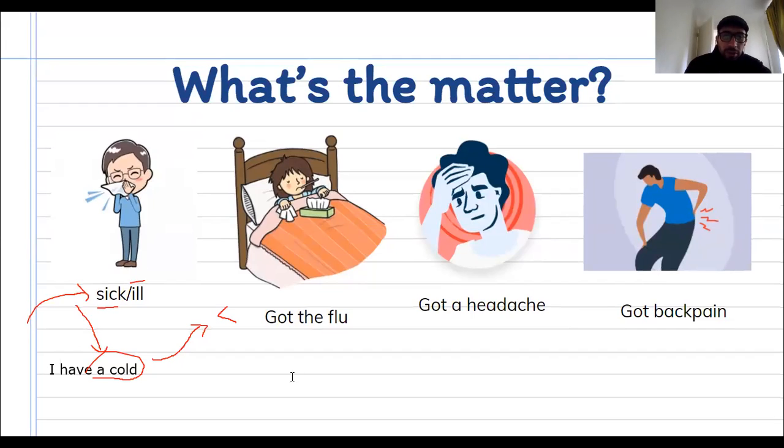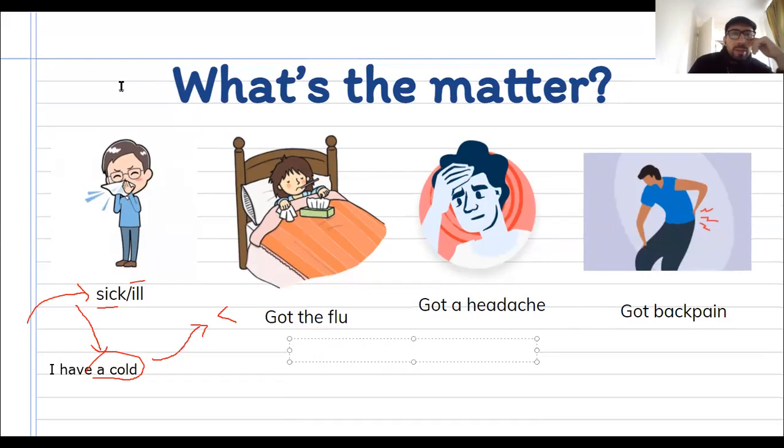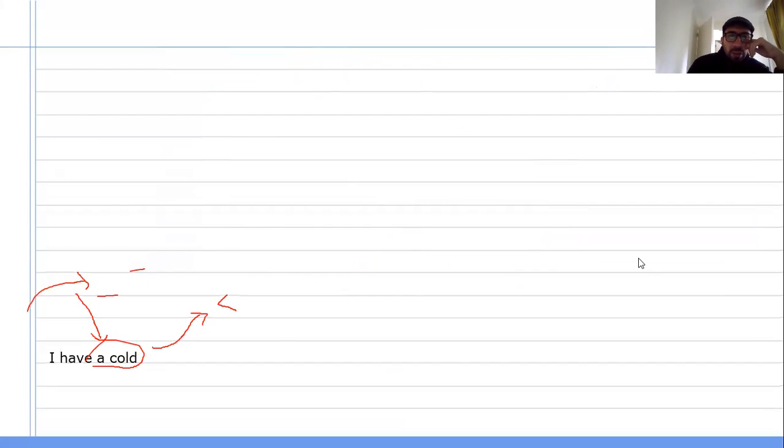It's very important to mention that you have to configure everything. So you can say I've got a back pain, or I've got back pain, or you can say I have back pain. I have a back pain, or I have back pain, or I've got back pain. It's the same. That ain't good. Okay, what about the next one?